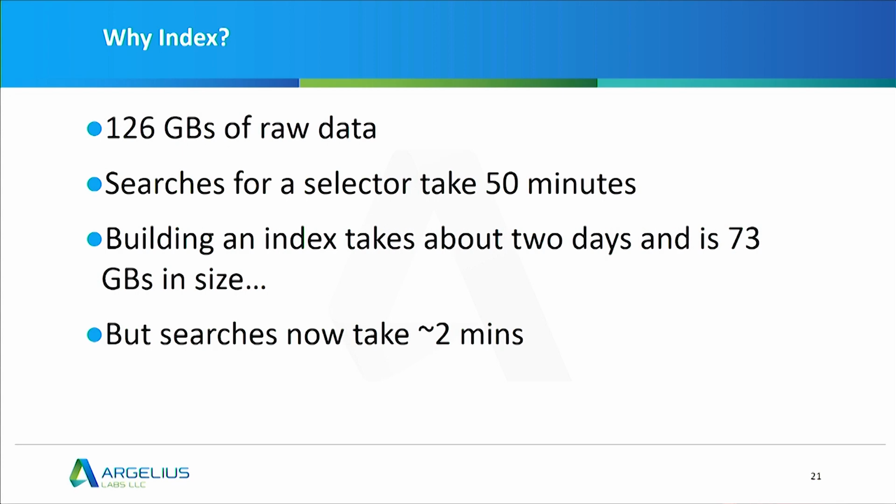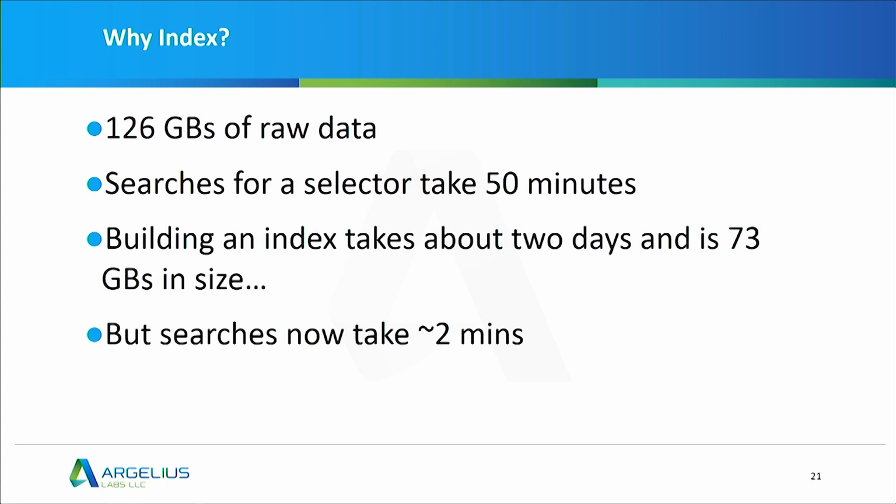And so now, instead of a selector search taking 50 minutes, you just banged off an index job. The indexing job took about 2 days to run, and it took up an extra 73 gigs of space. Spoiler alert, hard drives are cheap. Like I got an 8 terabyte drive full of this stuff. It's like 140 bucks, right? I'll trade the storage space all day.